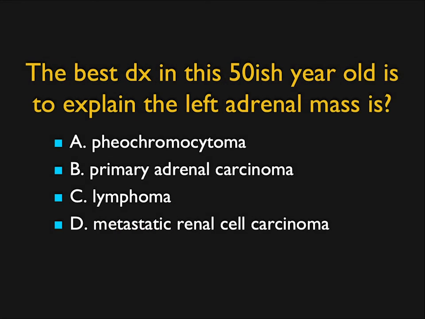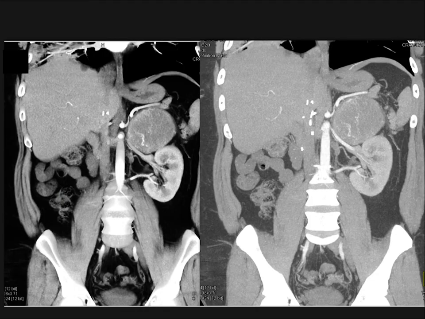In this case, I'm asking you for the best diagnosis in a 50-year-old with left adrenal mass. So the first thing that's critical to recognize on this case is you don't see the right kidney. And this is a MIP imaging, one of them. The one on the left is volume rendering. So if the kidney was there, you would see it.